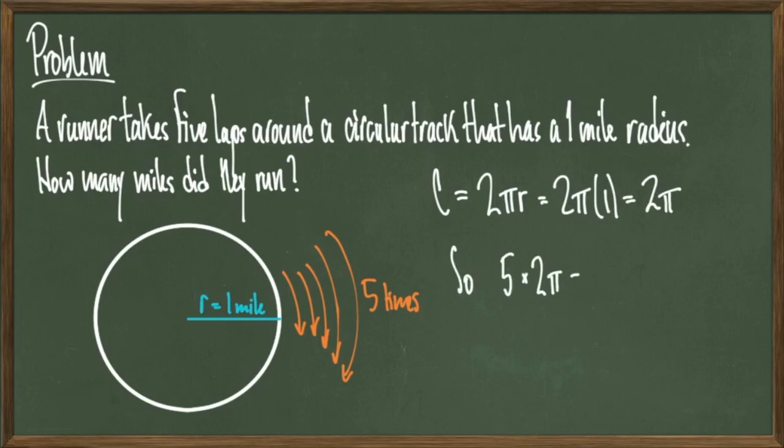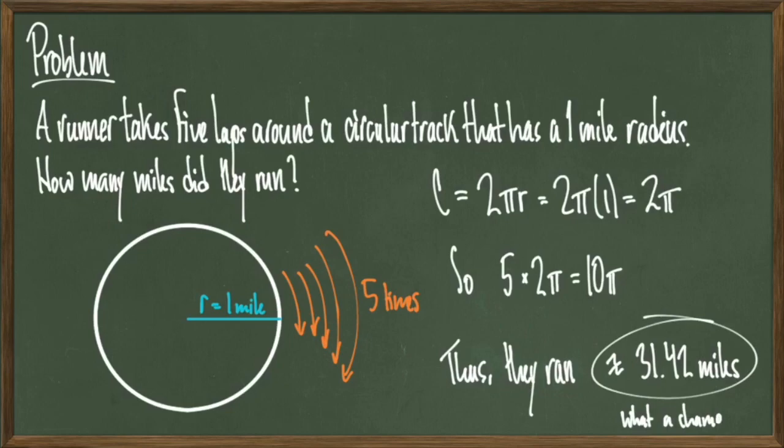Multiplying this by 5, I get an answer of 10 pi, and when I put that into a calculator, I get that the runner ran approximately 31.42 miles when I round to the nearest hundredth spot. So as an additional exercise, go try to beat the runner. See if you can run more than 32.4 miles. If you can, then you're really healthy, because I definitely can't.